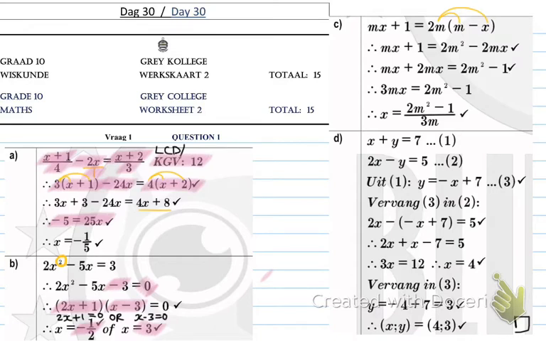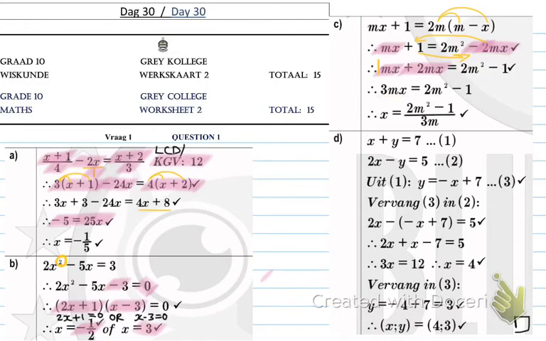Now I want all the x's on the one side. So let me mark the x's. Okay, I want all of them on the one side. So I take this negative 2x over and I take the 1 over to the other side. So it becomes mx plus 2mx. And on the other side I have 2m squared minus 1. The plus 1 became minus 1. Now I have actually 1mx plus 2mx's is 3mx. Is equal to 2m squared minus 1.